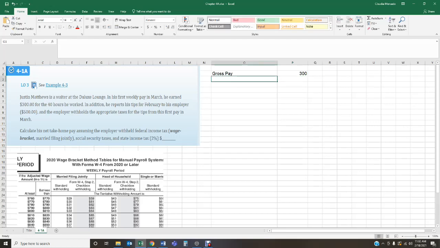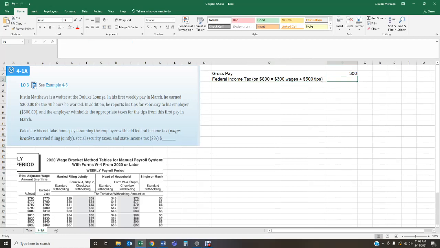Now from those $300 that he has earned, we're going to deduct taxes. The first thing we're going to deduct is federal income tax. And we are going to deduct federal income tax on $800. Why on $800? That is the $300 of wages plus the $500 of tips. So this employee is going to have to pay taxes on both those things, the wages and the tips. So we are going to withhold federal income tax on $800.